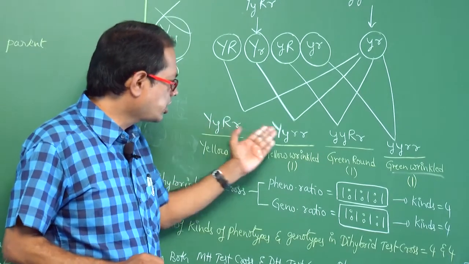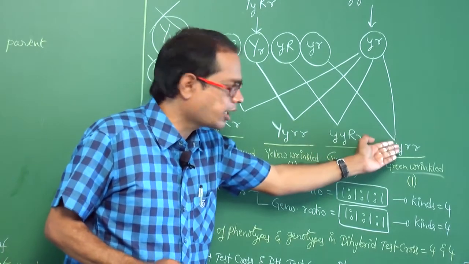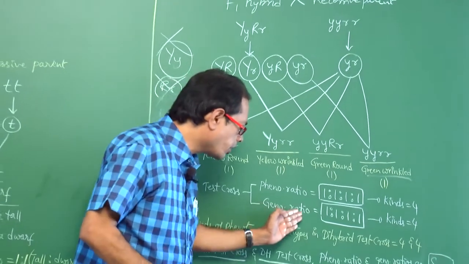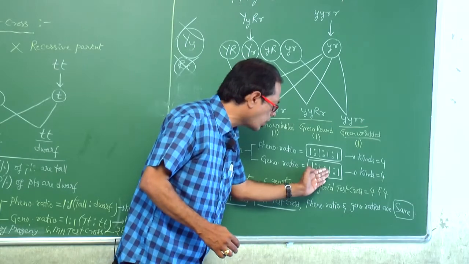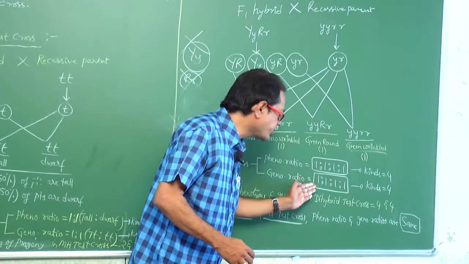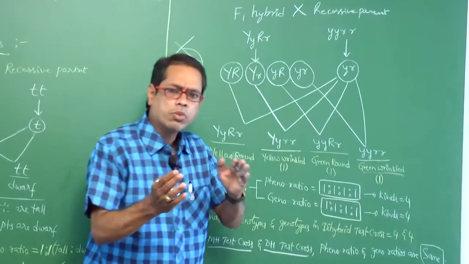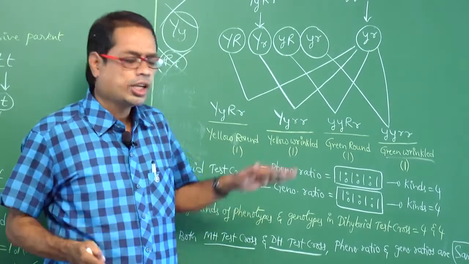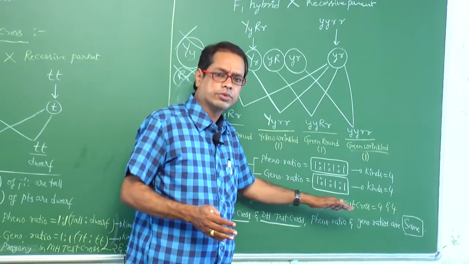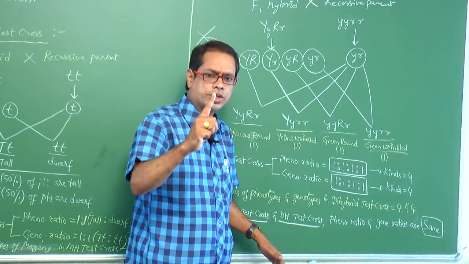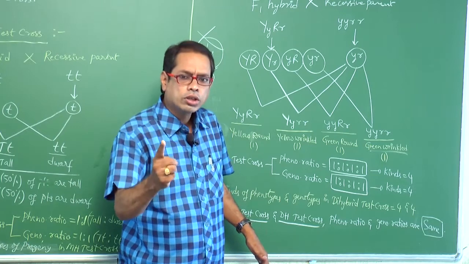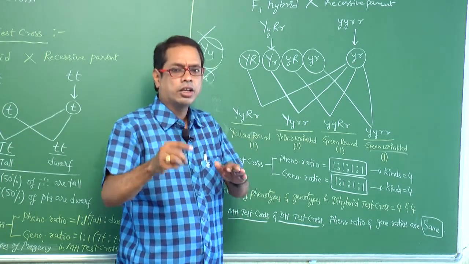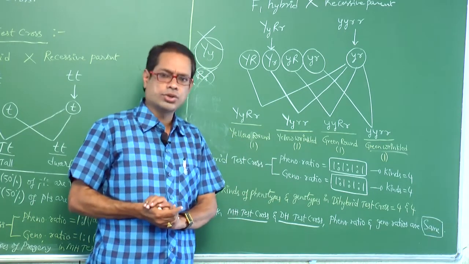Genotypic ratio. See, all the genotypes are not similar. So this is one type, this is another type, this is another type, this is another type. So genotypes are also different. Genotypic ratio is 1 is to 1 is to 1 is to 1. Number of kinds? 4. That means both phenotypic and genotypic ratios are the same in the dihybrid test cross also.